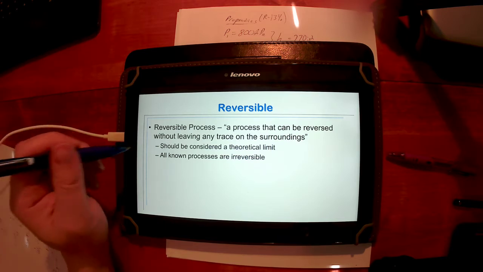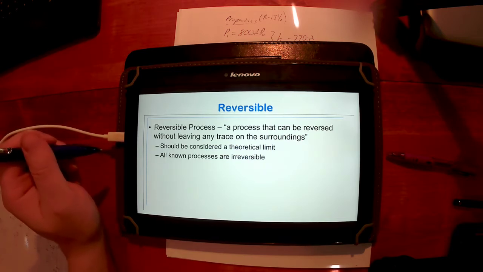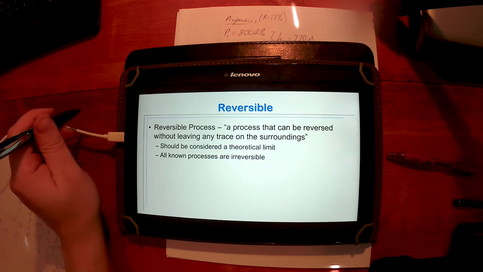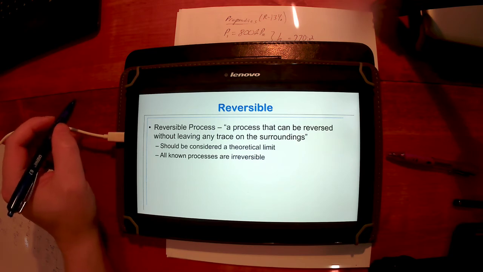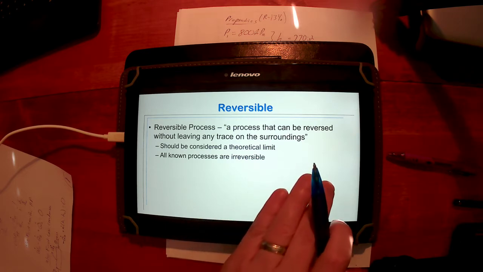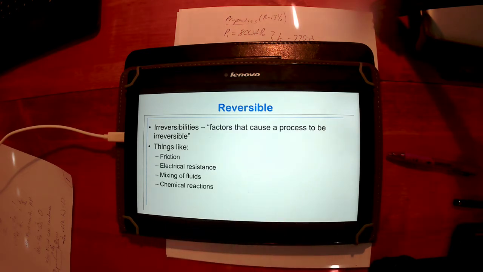But the reversible process is the limit. The reversible process would be one where I could get the water in my cup back to its initial temperature and not have the environment around it or the rest of the universe at any higher temperature as a result. So it's a limit, and that's the absolute best we can do. Now, there are things that prevent us from reaching that goal. We call those irreversibilities. And there are multiple forms they can take.